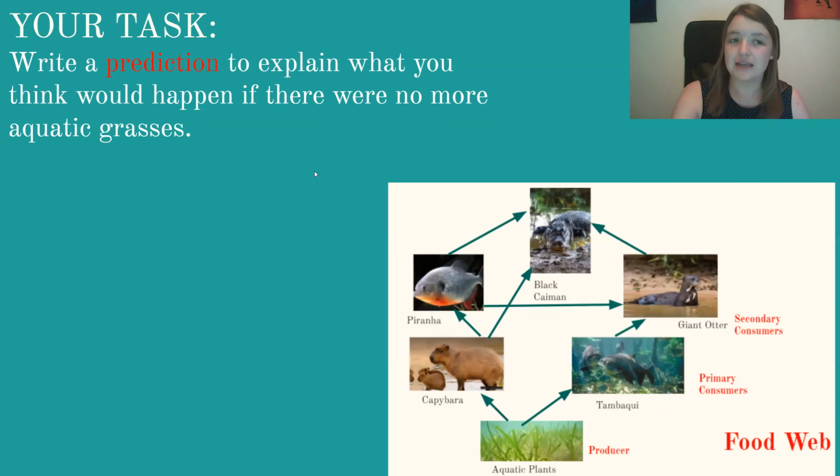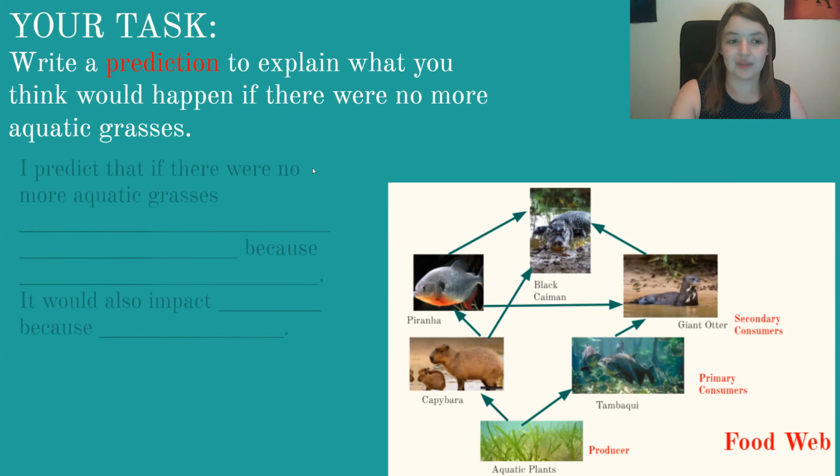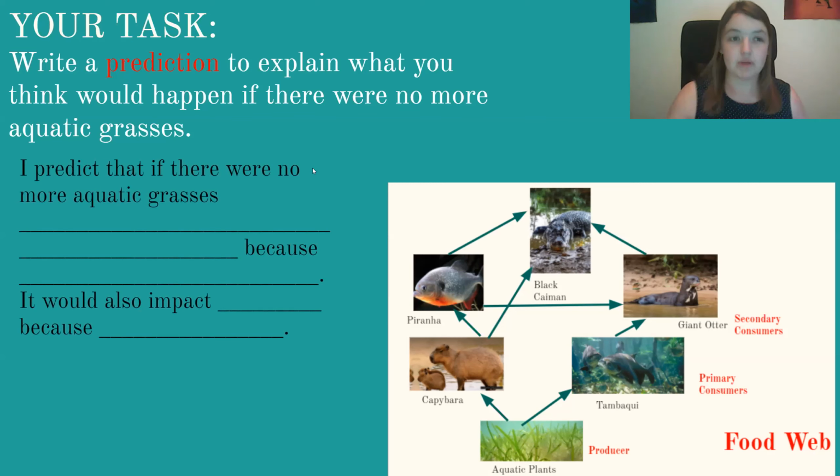So I'm going to be asking you to make a prediction, to explain what you think would happen to our food web we've just talked about if there were no more aquatic plants or aquatic grasses. If that aquatic grass disappeared, was left the river, what would happen to our ecosystem then? So you are going to write a prediction. Remember, a prediction is a scientific guess, knowing how ecosystems work and all the learning we have talked about energy transfer. What do you think would happen?